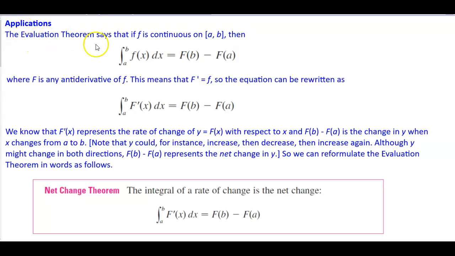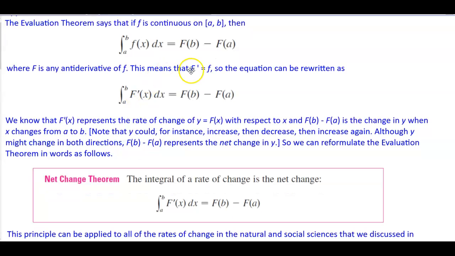Applications. The evaluation theorem says that if f is continuous on a closed interval from a to b, then we can say that this integral going from a to b of this function is equal to F of b minus F of a, where F is any antiderivative of the function f. This means that F prime is equal to lowercase f, so the equation can be written as the following: the integral of F prime is going to equal F of b minus F of a.